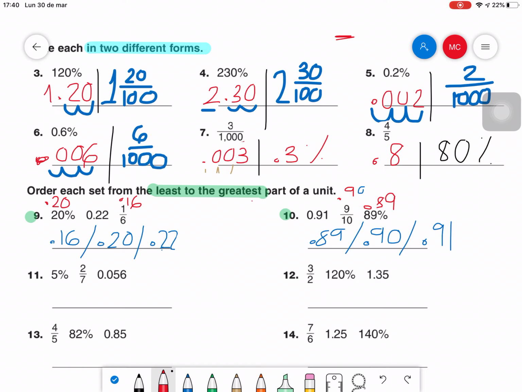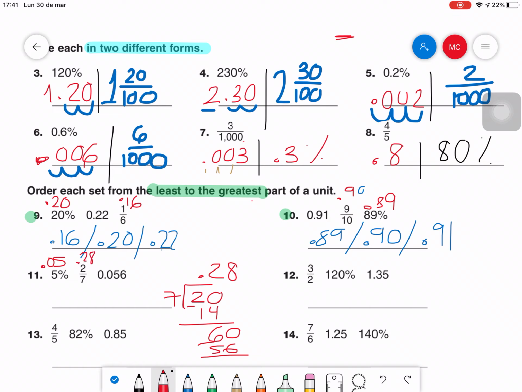5% as a decimal will be 0.05. 2/7, let's divide that. It doesn't fit. I add a 0. How many times does 7 fit in 20? It fits 2. 2 times 7 is 14, and 20 minus 14 is 6. And then, sorry, I add a 0. How many times does 7 fit in 60? 8. 8 times 7 is 56. And then you continue doing it, so I know it's 0.28.